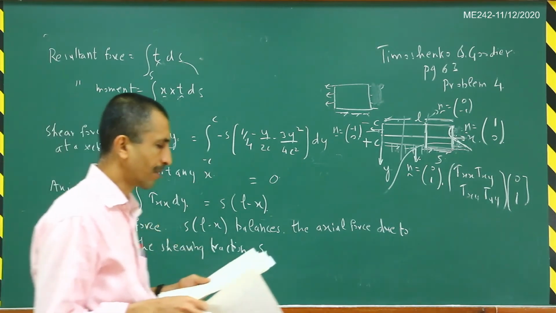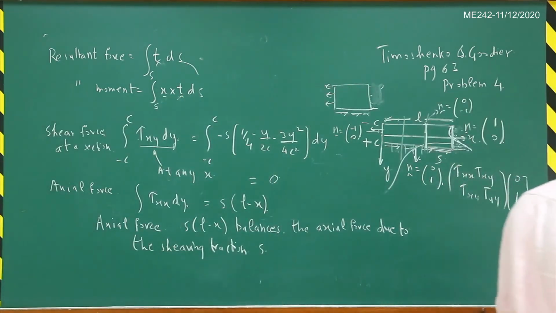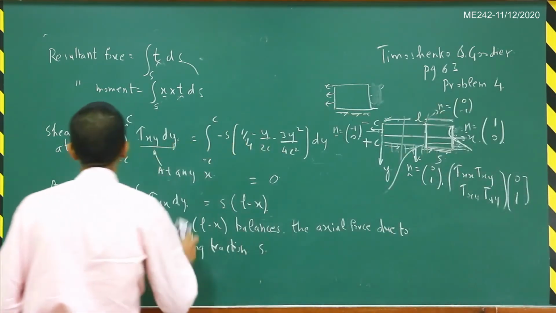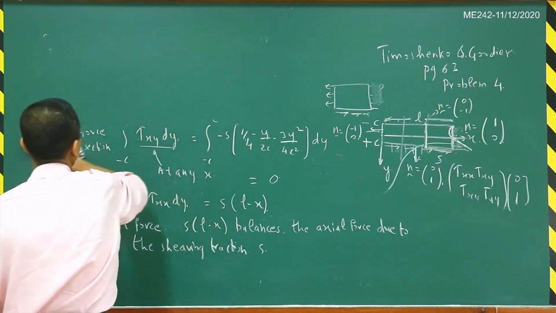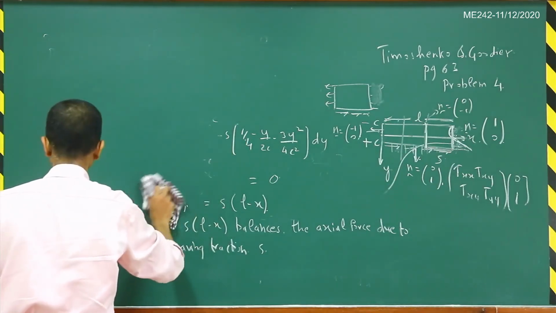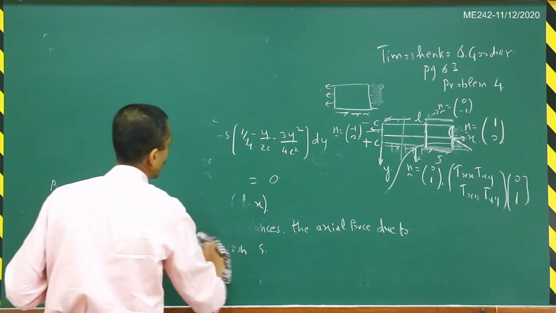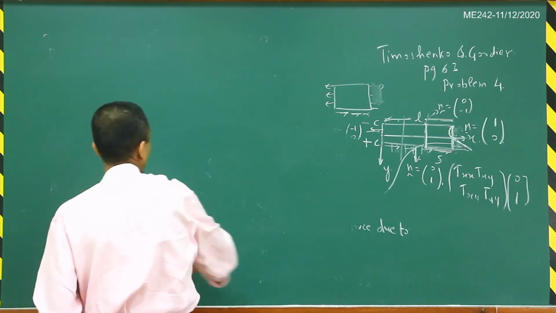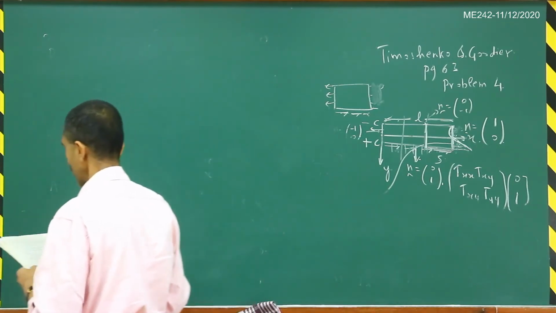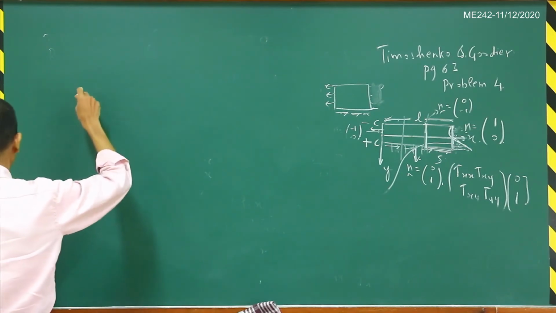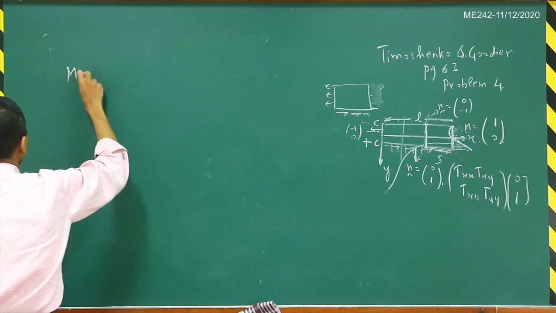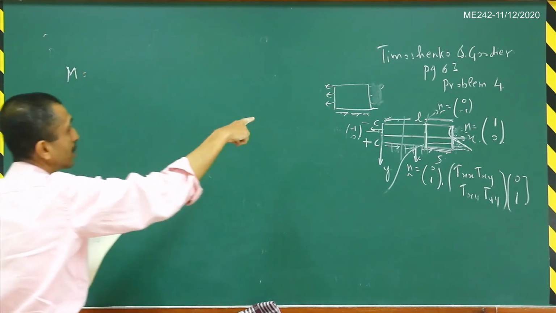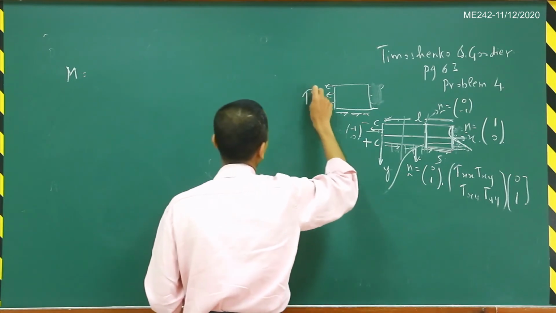Then let us compute the resultant moment also, now due to the shear stress here. So as I said, that is your x cross t. Correct. So let us do that. The moment M that is due to the axial force here.